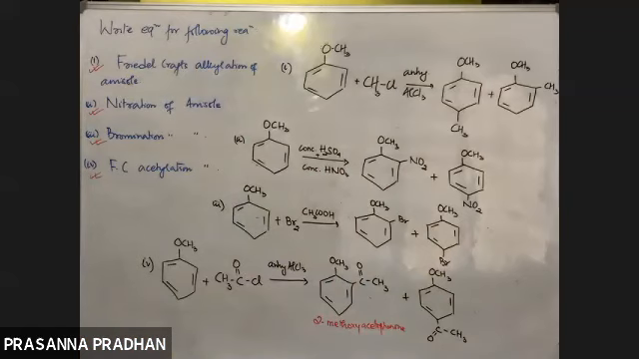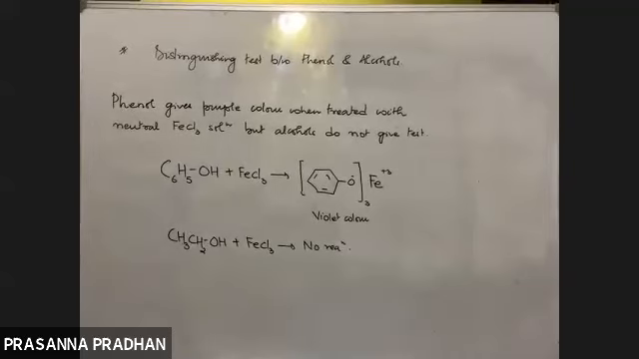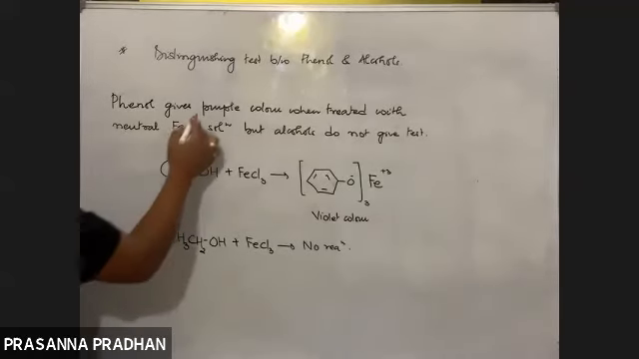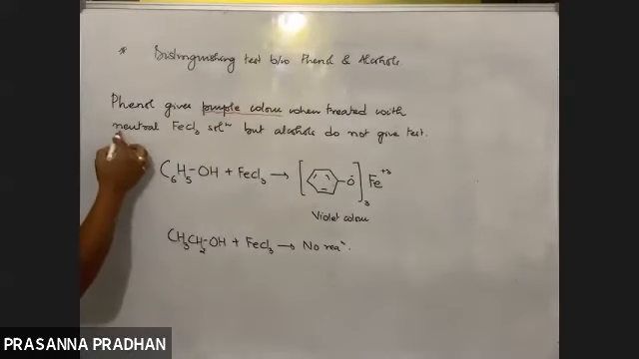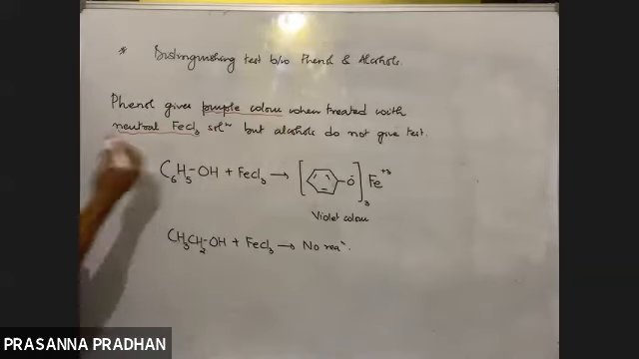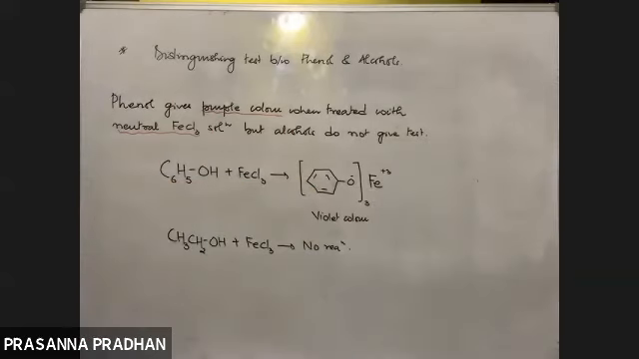These will help us to distinguish between phenol and alcohol. So how are you going to distinguish between phenol and alcohol? Phenol gives a purple coloration when treated with neutral FeCl3 solution, but alcohols do not respond to this test. If you wish to give the equations, phenol is acidic in nature, so it will react with ferric chloride to give a violet colored complex, and this complex is responsible for the color, whereas alcohols do not react with ferric chloride solution.